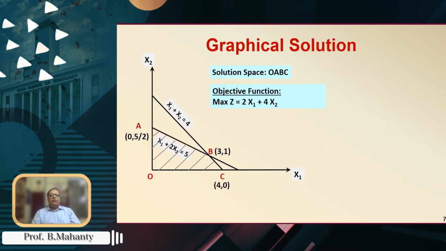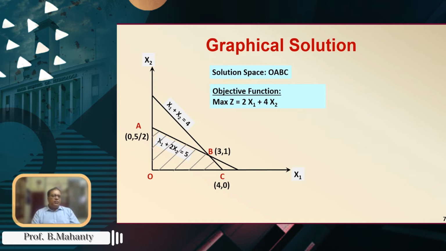We can now first see the graphical solution. So x1 plus x2 equal to 4 and x1 plus 2x2 equal to 5. The two constraint lines are drawn, and since the original constraints are less than or equal to, they are on the origin side, and we get a solution space. The solution space is bounded by four different points, that is O, A, B, and C.